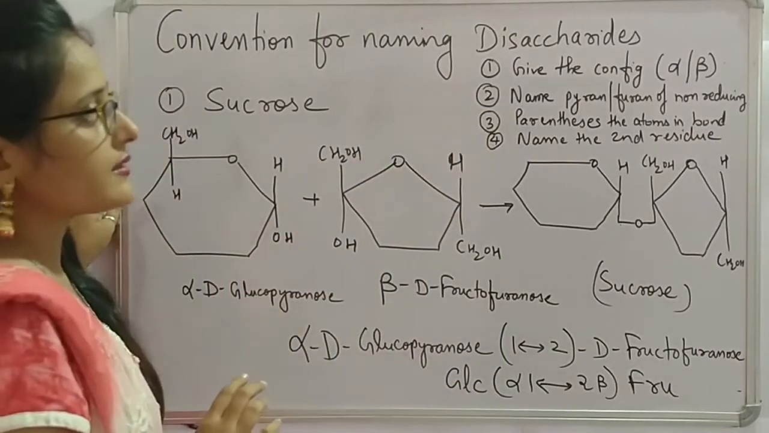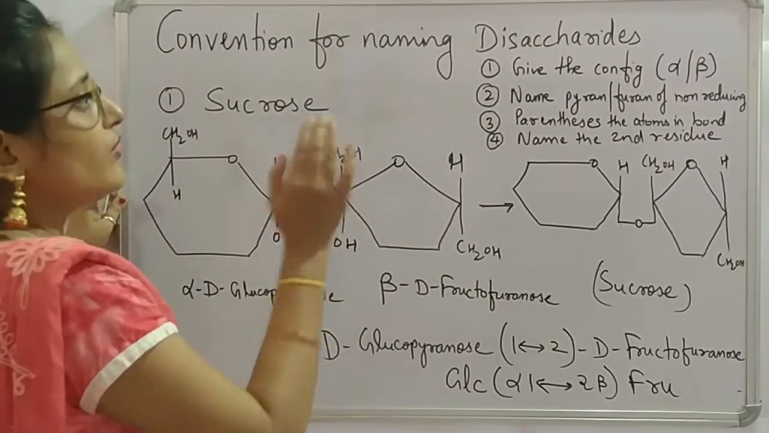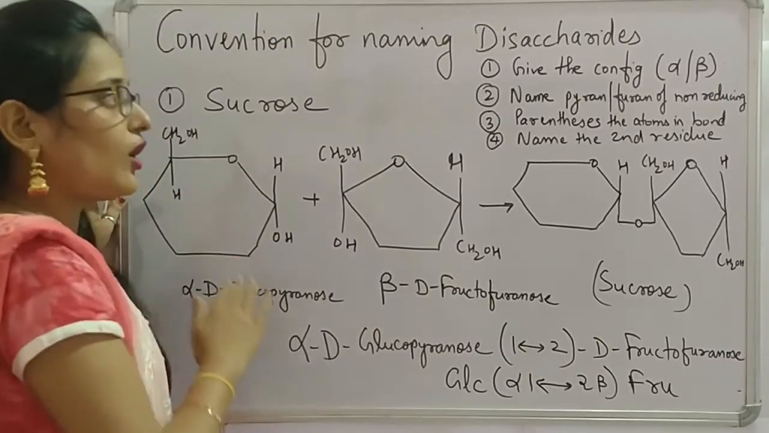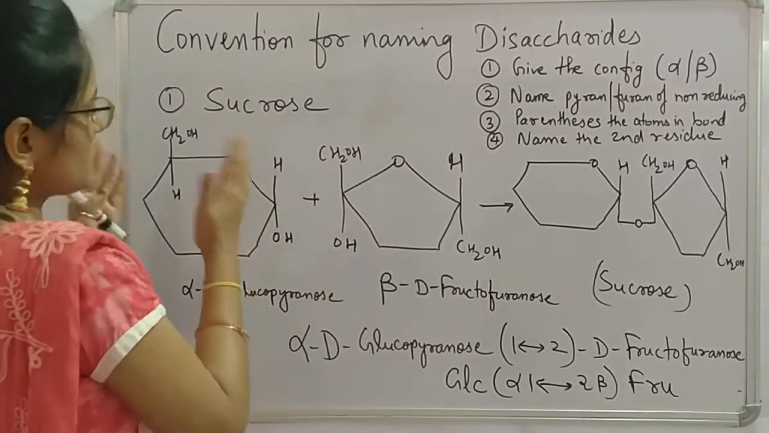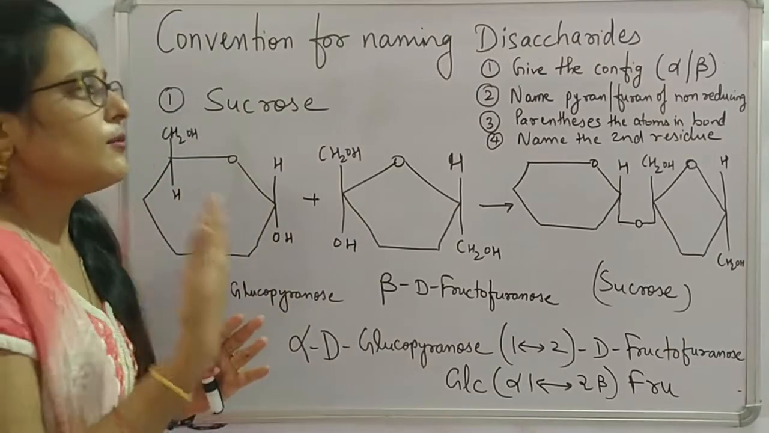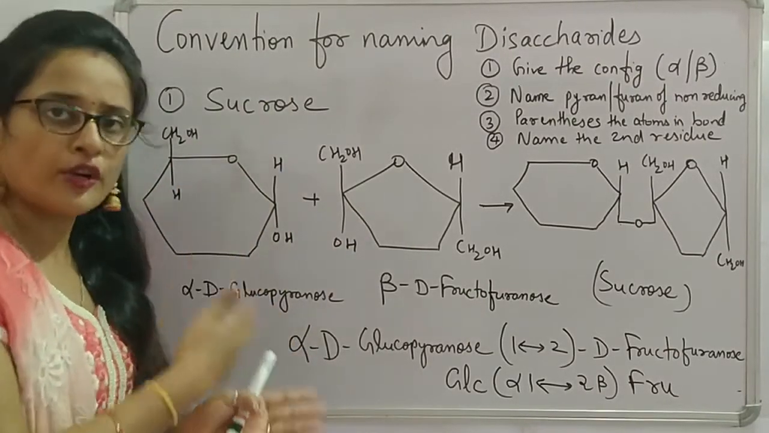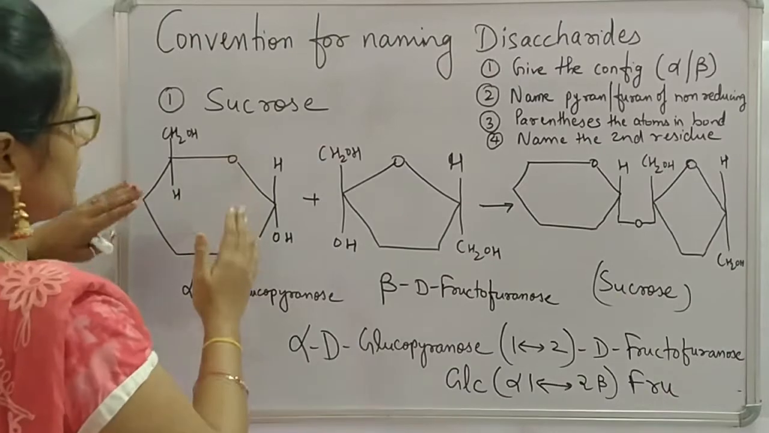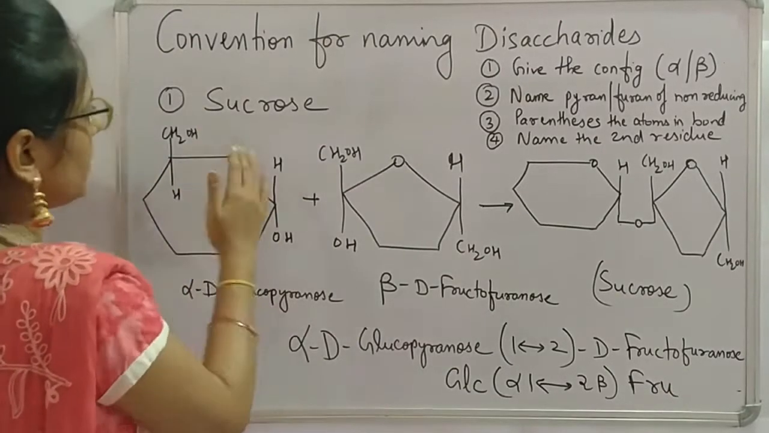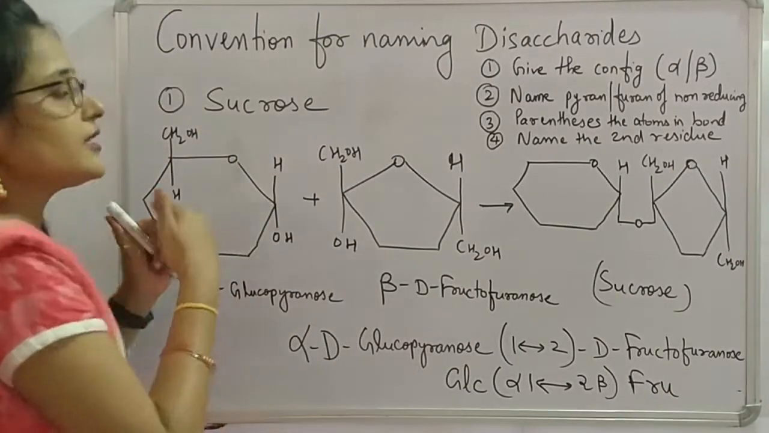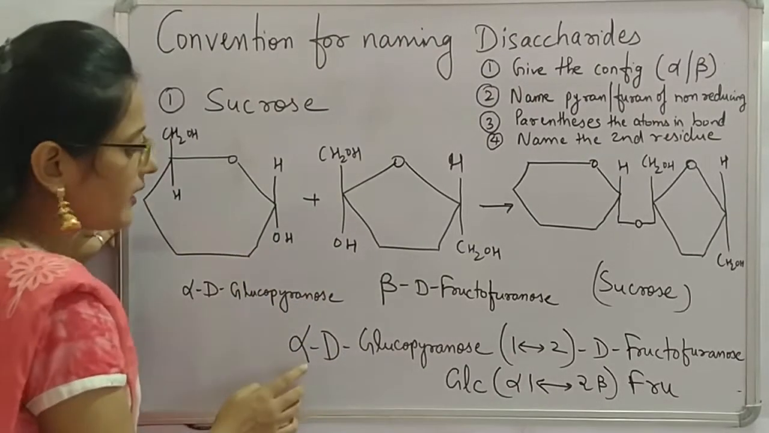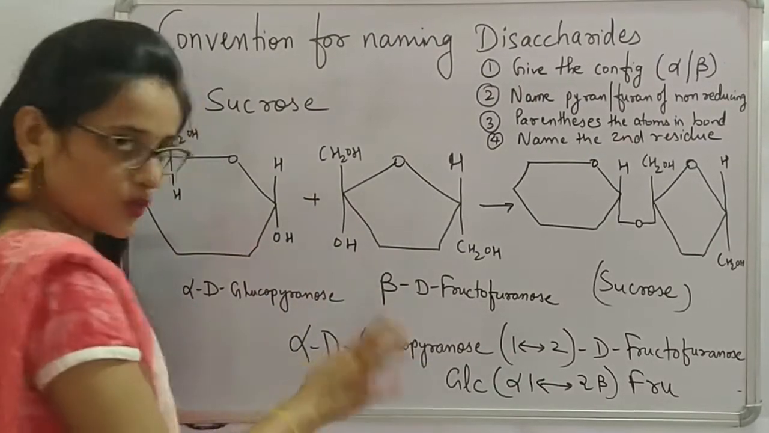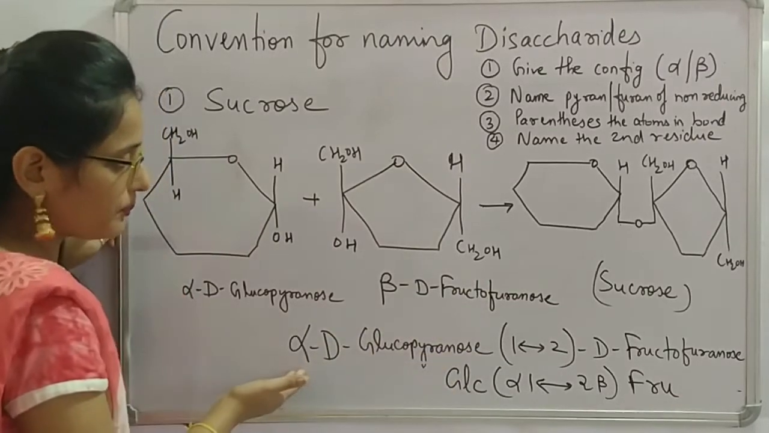The second rule says write down whether the first monosaccharide involved is a pyran or a furan. As you all know, in disaccharides the first monosaccharide which is involved is mostly or always non-reducing. So we have to write down the non-reducing end of the disaccharide, whether it is pyran or furan. Over here it is pyran, so we will write alpha D glucopyranose. This is the first part of the name.